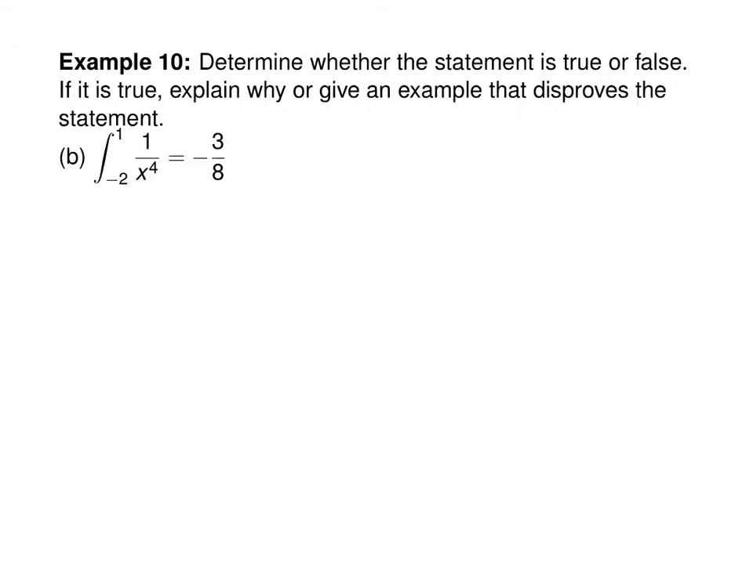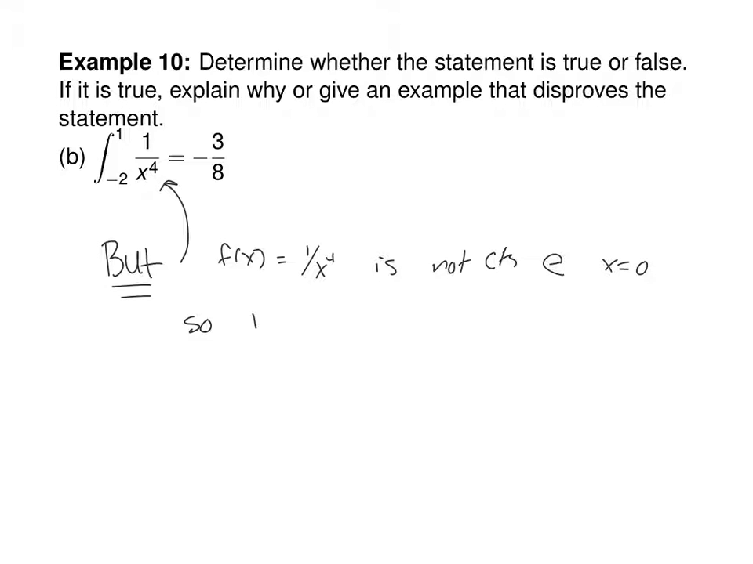This next one's a teensy bit tricky, because if you antidifferentiate and plug in 1 and plug in -2 and subtract, you do actually get -3/8, which makes you think that this probably is a true statement. But the function is not continuous at x equals 0. So this value, I guess we'll say, does not exist, okay?